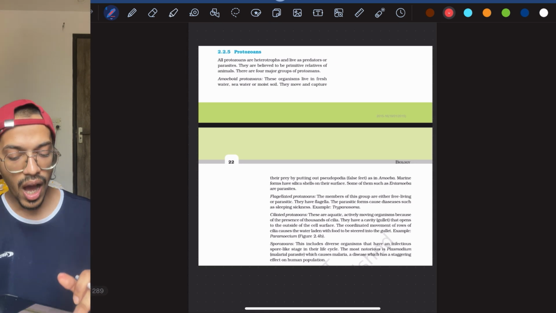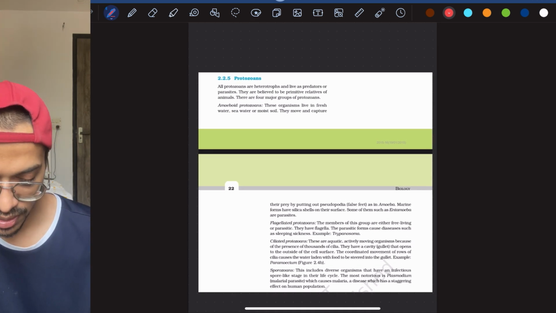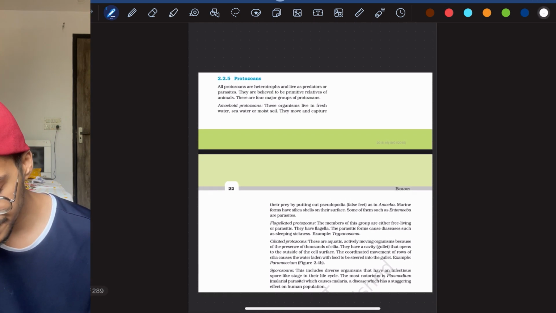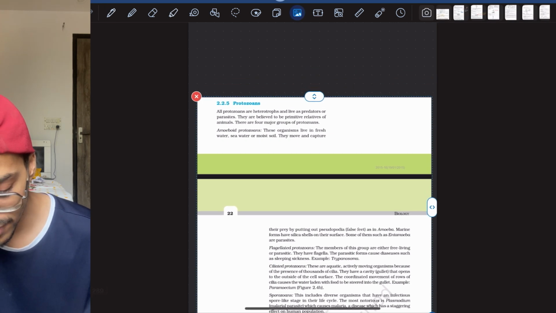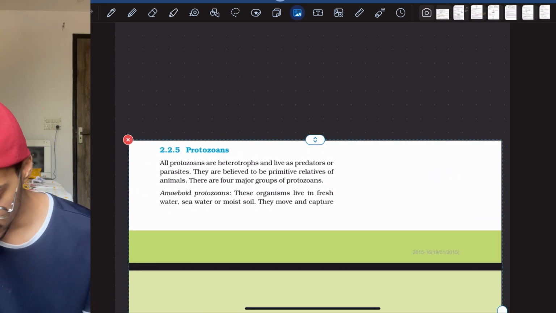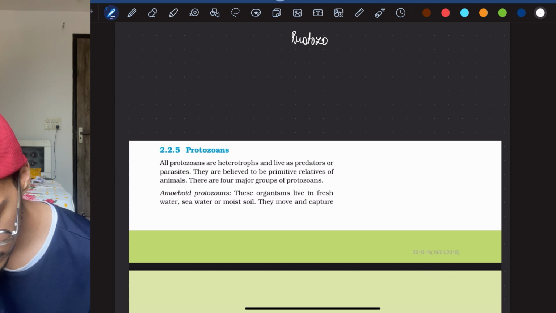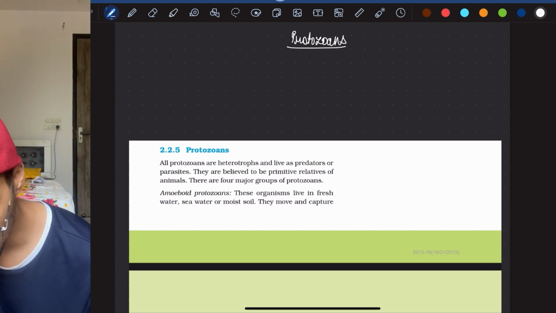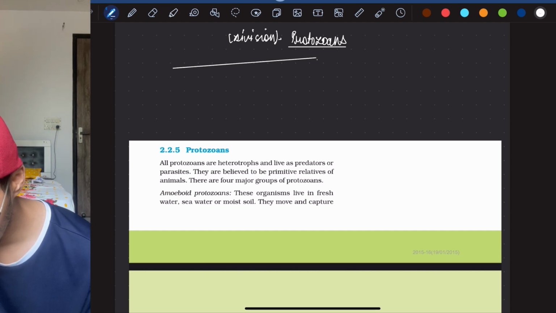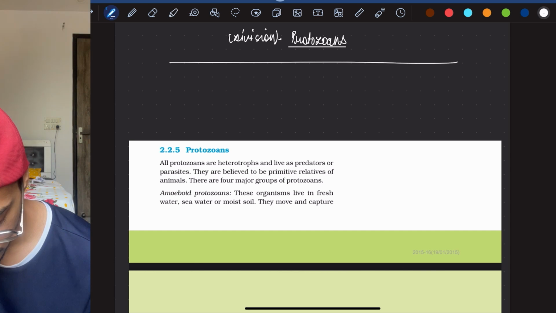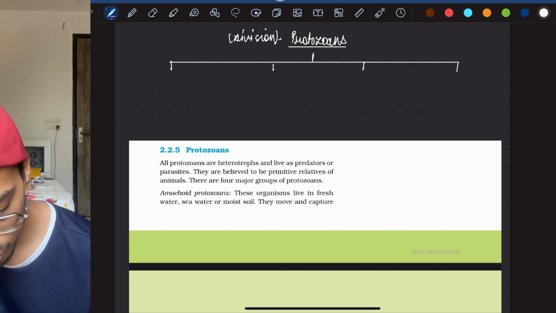Then comes the last division of it, that is protists. Now the protists basically have four different further classes present inside it. So I am writing it: protozoans. Protozoan is itself a division. So these are the four classes of it. So what are the classes?